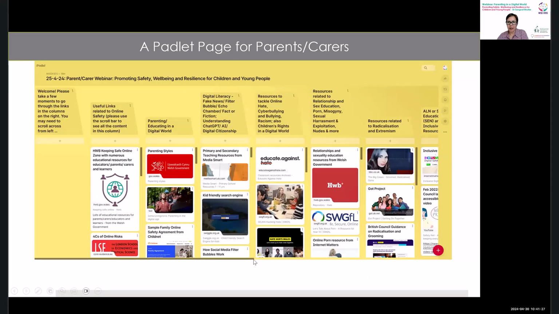I've made a Padlet page for you, which I'm going to encourage you to look through. It's got links on all the different aspects of young people's lives online, everything from parenting in the digital age to resources that you can use for developing safe internet use with your child, to critical thinking online. So I've put all of those on this Padlet site.